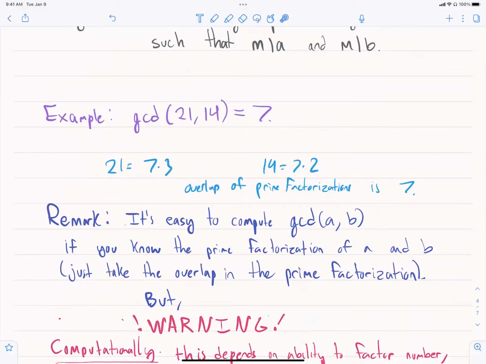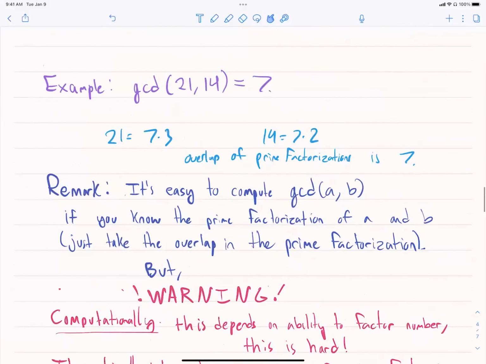This does work; this is a way you can compute GCDs. I want to give you two warnings about this method. The first is that, of course, it's easy to do for 21 and 14. If I gave you some pretty big numbers, then you'd have to factor the numbers first to do it this way.